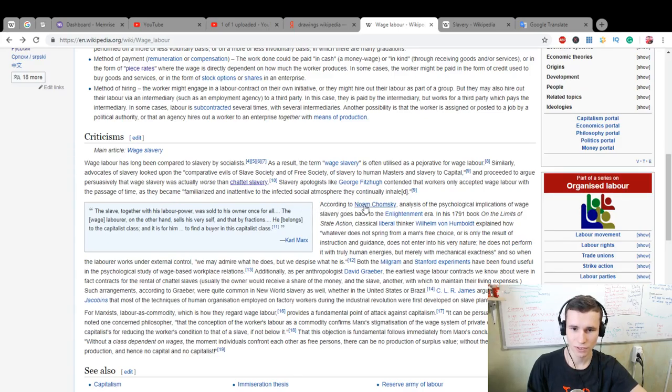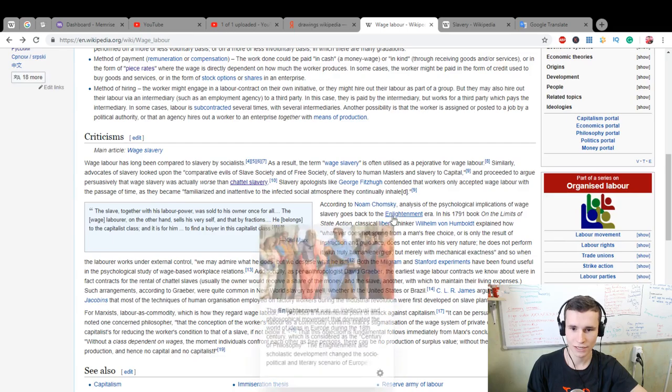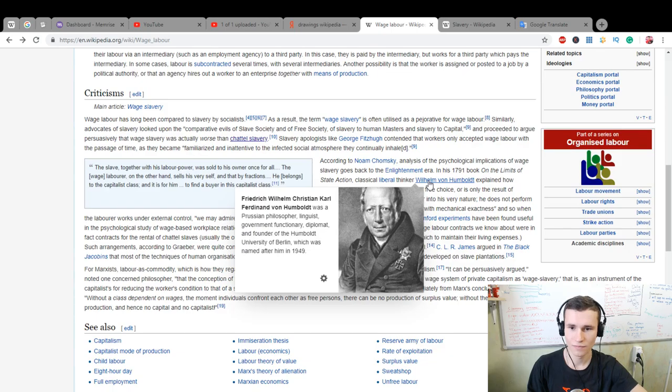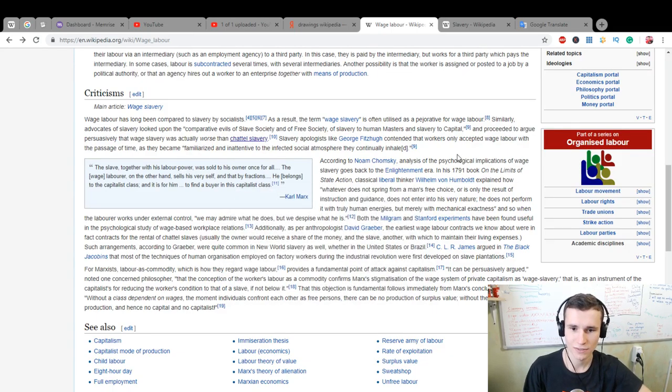Okay, according to Noam Chomsky, analysis of the psychological implications of wage slavery goes back to the Enlightenment era. In his 1791 book The Limits of State Action, classical liberal thinker Wilhelm von Humboldt explained how whatever does not spring from a man's free choice, or is only the result of instruction and guidance, does not enter into his very nature. He does not perform it with truly human energies, but merely with mechanical exactness.